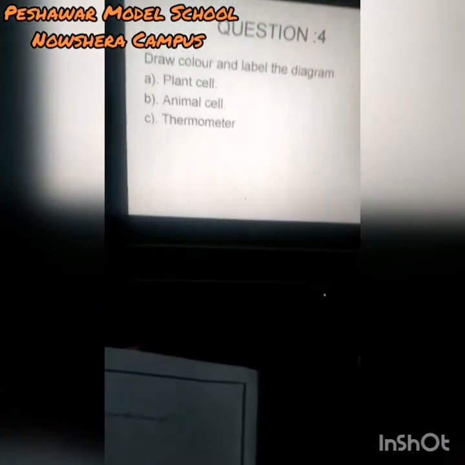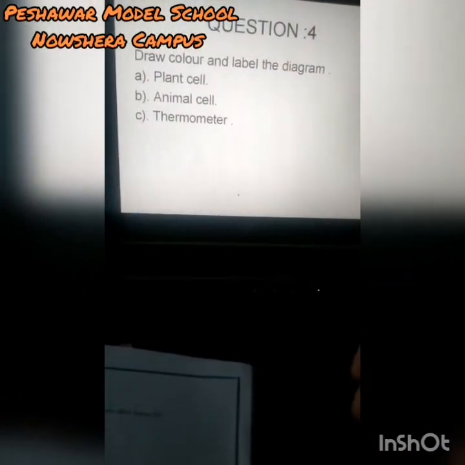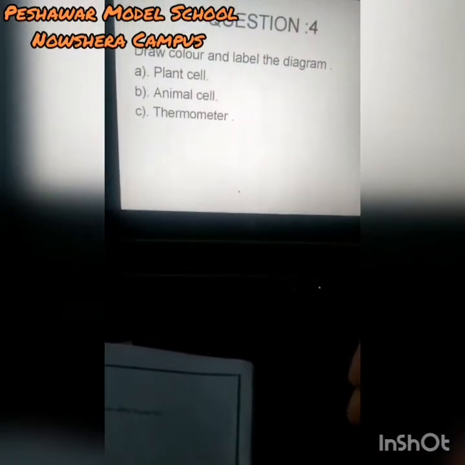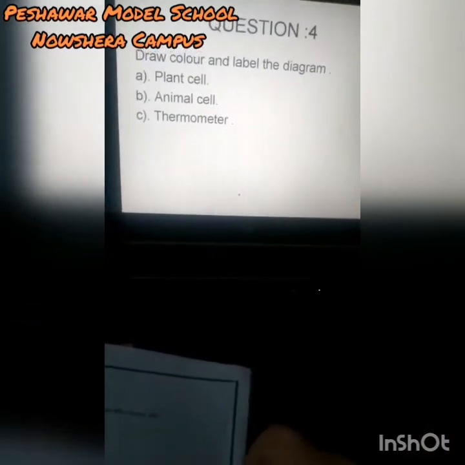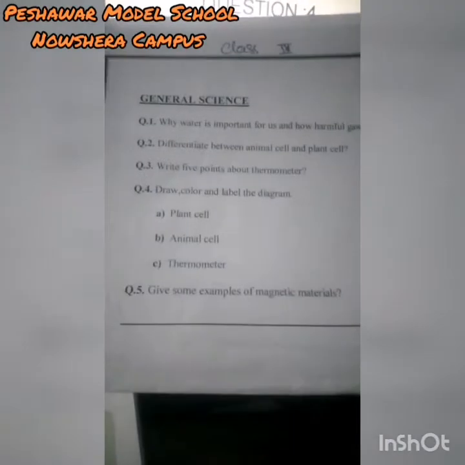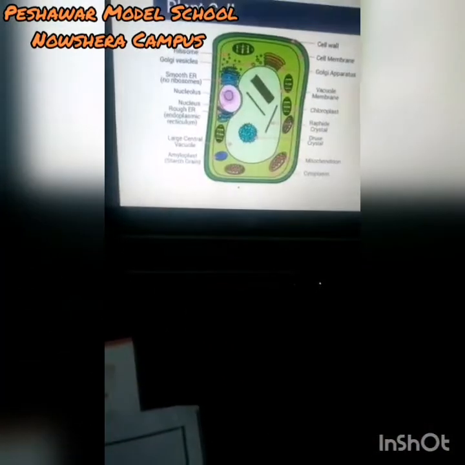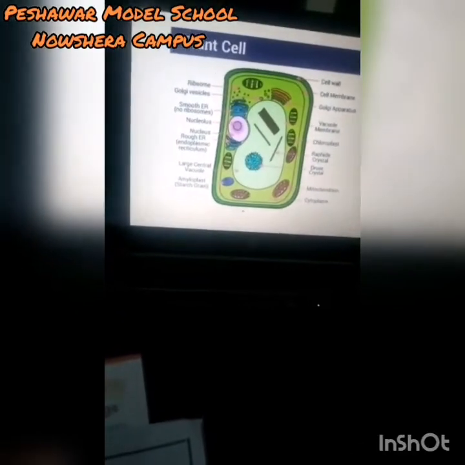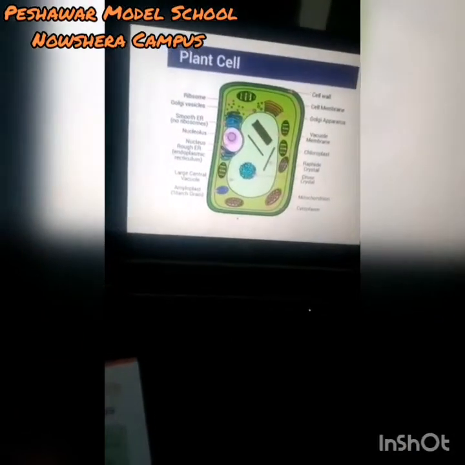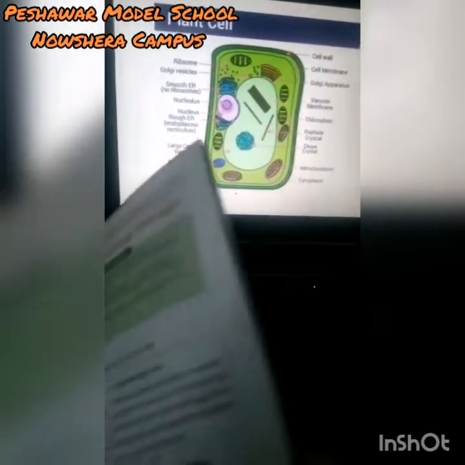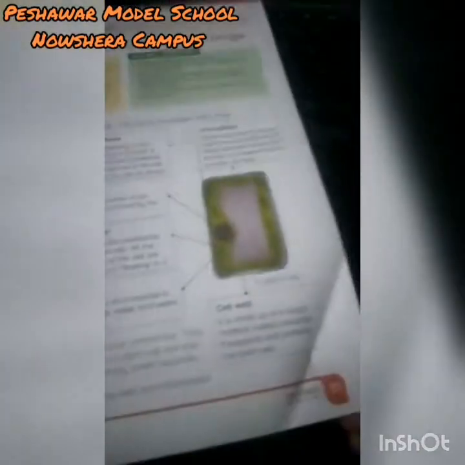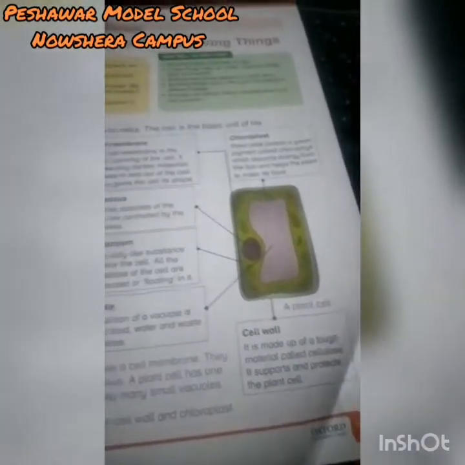So question number 4 is: draw, color and label the diagram. There are 3 diagrams: plant cell, animal cell and thermometer. You can see them, 3 diagrams, you will draw them. The first one is a plant cell. Plant cell and animal cell, both these diagrams are on page number 31 in your book.